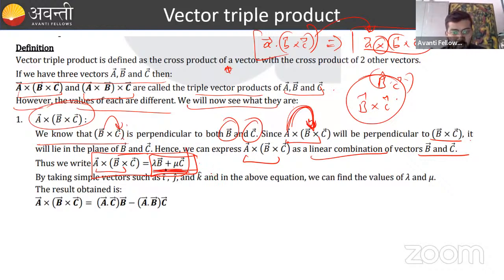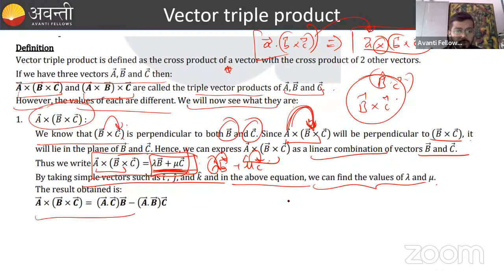So this is the linear combination. This means lambda b bar plus mu c bar. So we have just multiplied a constant to b bar and a constant to c bar. By taking simple vectors such as i cap, j cap, k cap in the above equation, we can find the values of lambda and mu, right? So what are those lambda and mu?